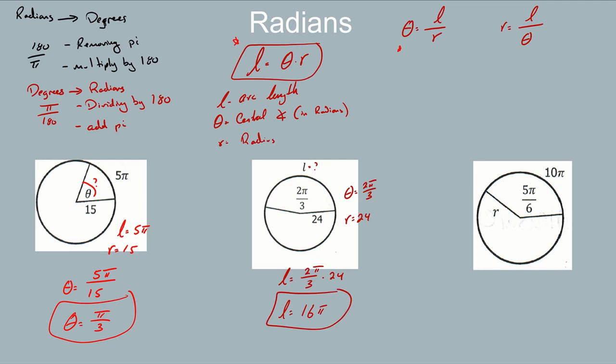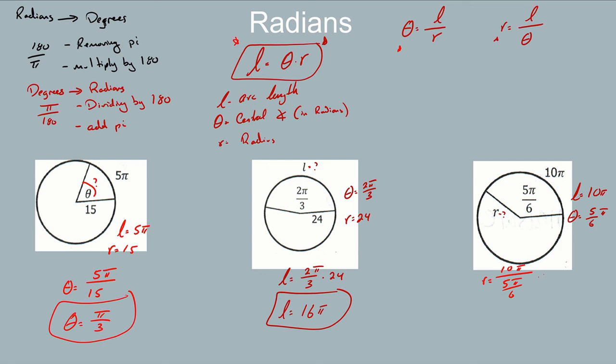And then for this last one, I'm looking for my radius, right? So here we can manipulate this equation again and solve for r, which we already did. And so here my arc length is 10 pi. My central angle is 5 pi over 6. And so all I've got to do is substitute it in and simplify. So here we have substituted in, arc length is 10 pi. My central angle, my theta, is 5 pi over 6.